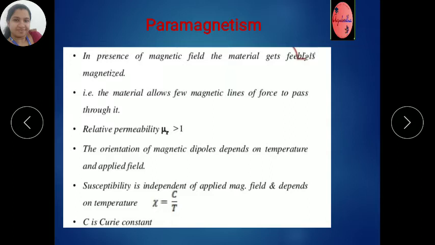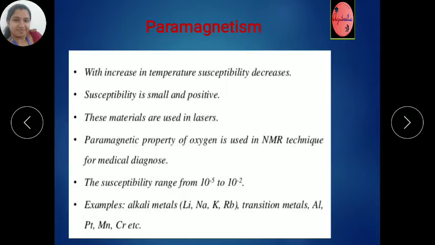Susceptibility is independent of applied magnetic field and depends on the temperature. Chi is equal to C by T, where C is the Curie's temperature or Curie constant. Then paramagnetism, with increase in temperature, susceptibility decreases. Susceptibility is small and positive. These materials are used in lasers. Paramagnetic property of oxygen is used in NMR technique. The susceptibility range is 10 raised to minus 5 to 10 raised to minus 2. Examples: alkali metals, transition metals, etc.